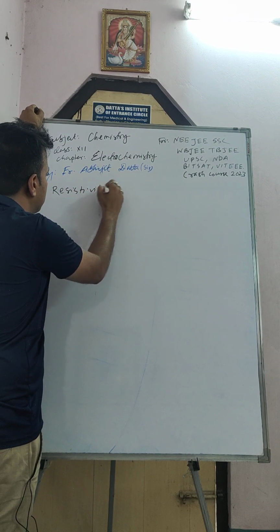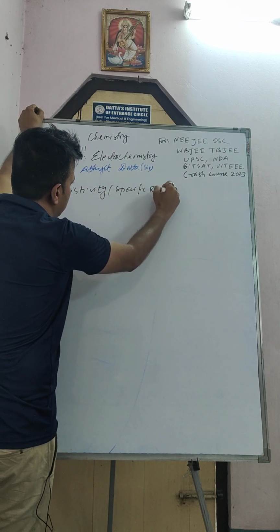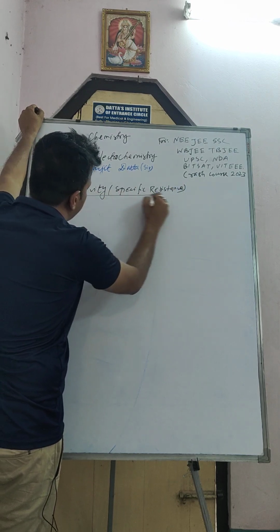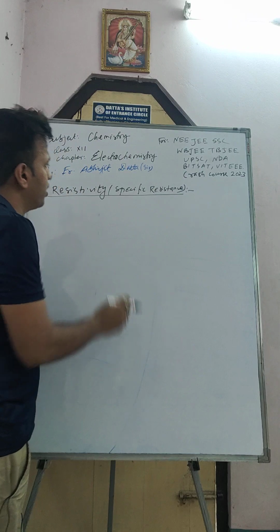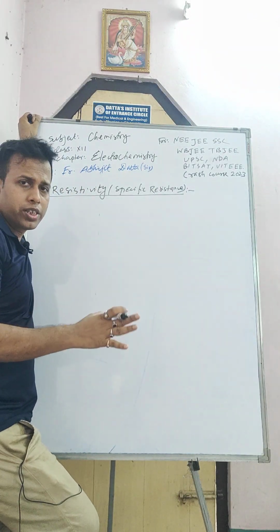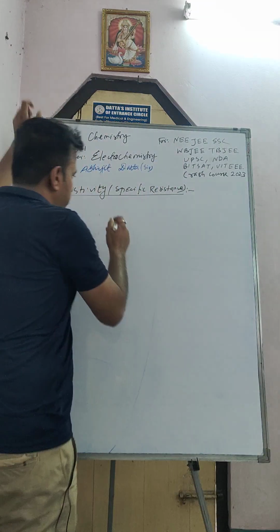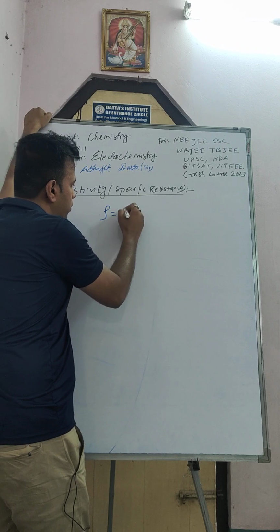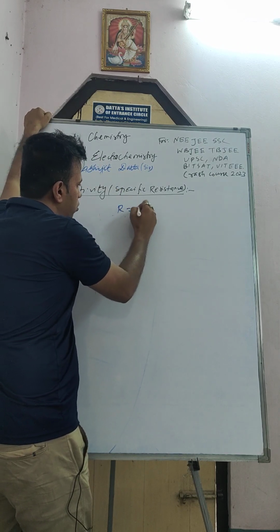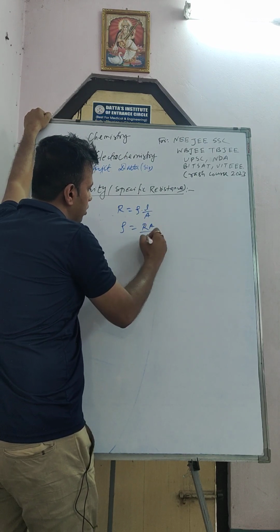What is resistivity? Resistivity, or specific resistance. Here, I just write down the mathematical expression, not go through the definitions. So resistivity is denoted by rho. We know that R equal to rho into L by A, that is rho equal to RA by L.